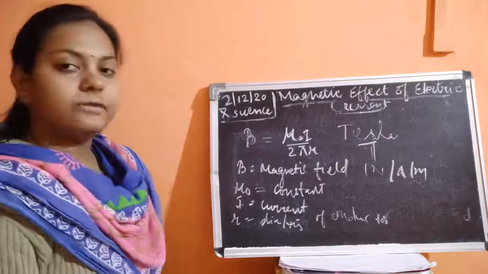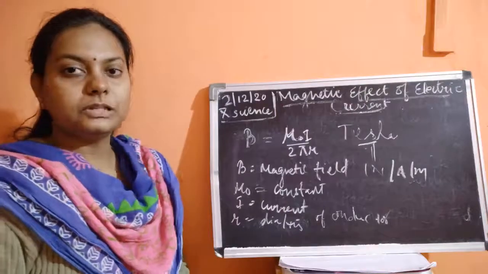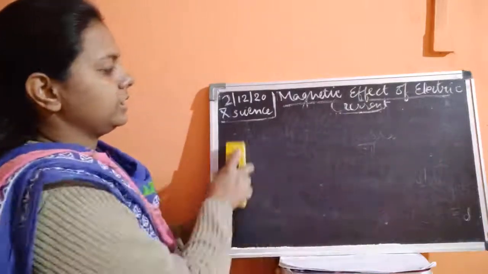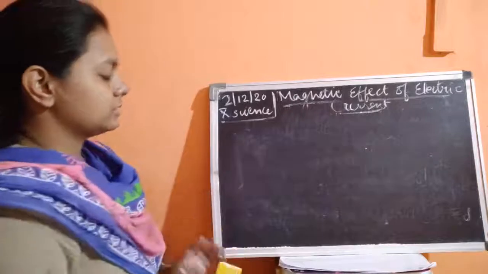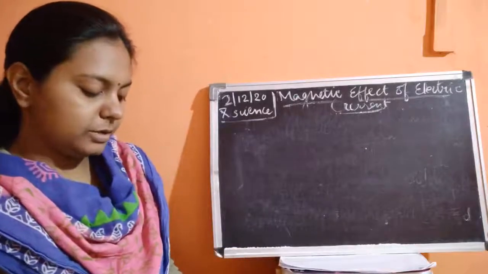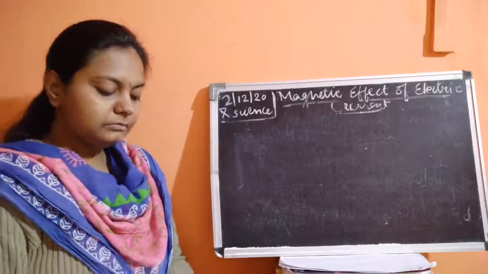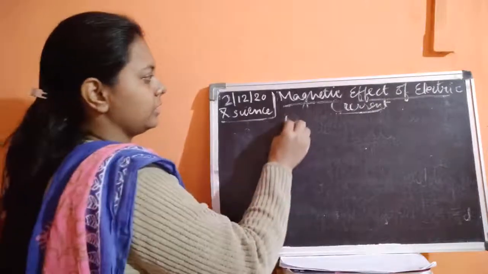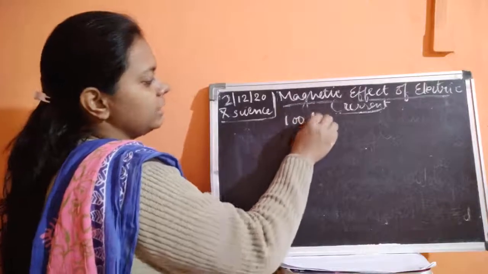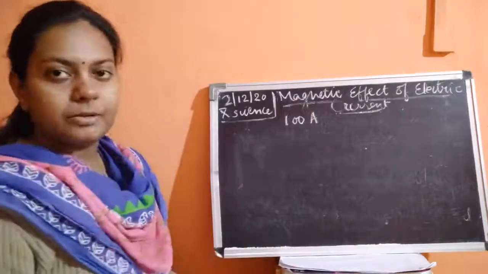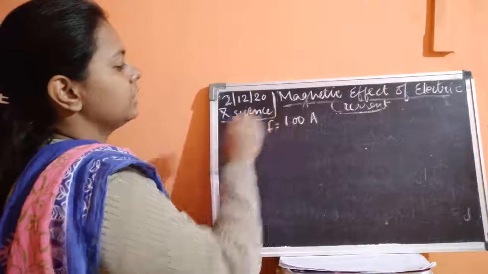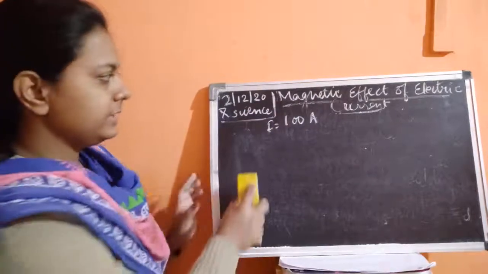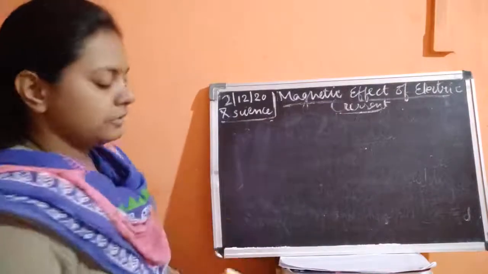Now, if I solve one numerical related to this, I think that would be much clearer for you all. So I'll just write down a numerical in a short manner. The question is, a wire carries an electric current of 100 ampere. So I is equal to 100 ampere. Okay, I'll write it down for you all.